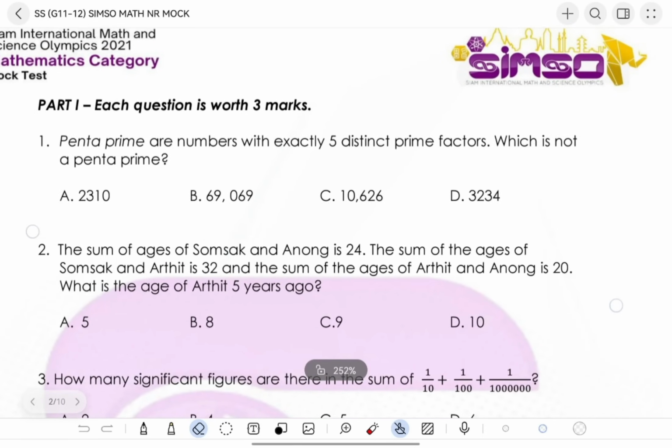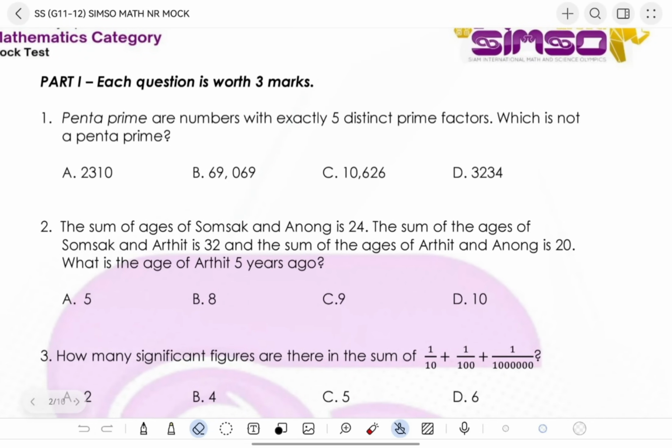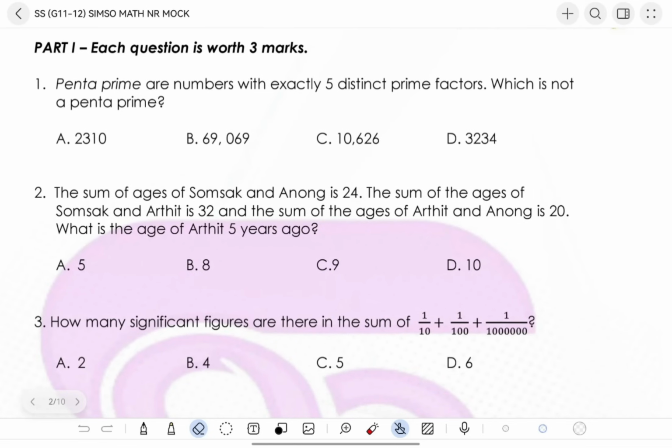So question 1: Penta primes are numbers with exactly 5 distinct prime factors. Which is not a Penta prime? To do this, I might have to ask, what is Penta prime? Penta means 5, and prime, so what is a prime number?